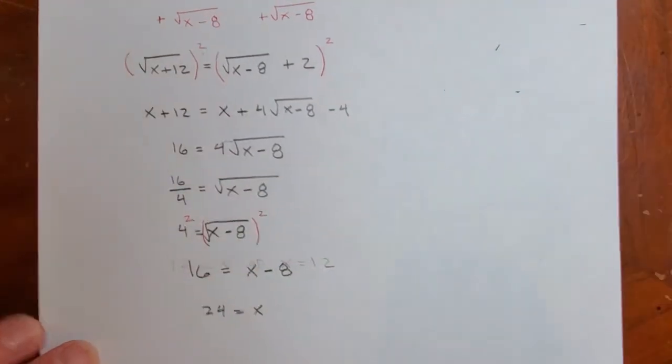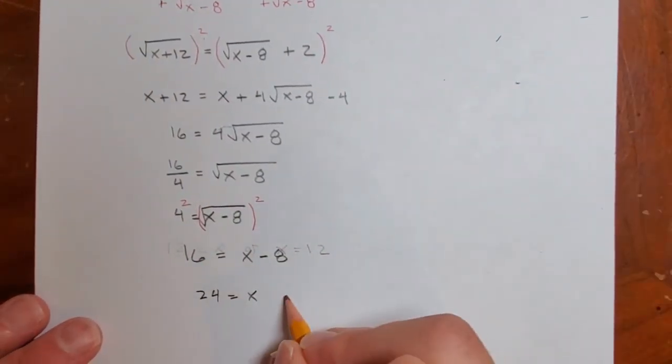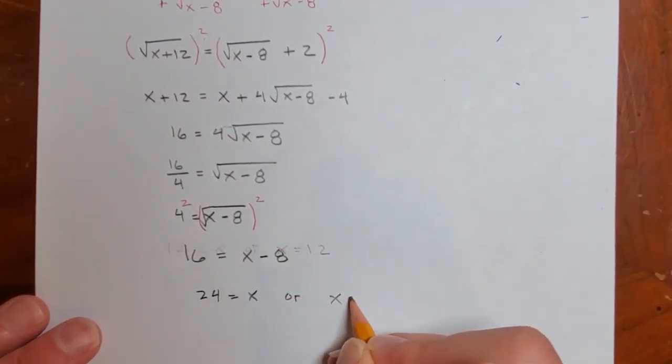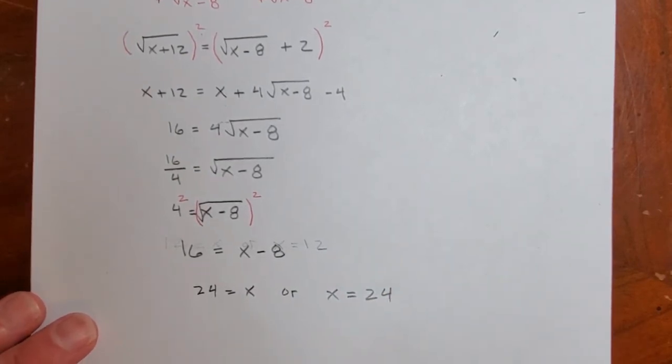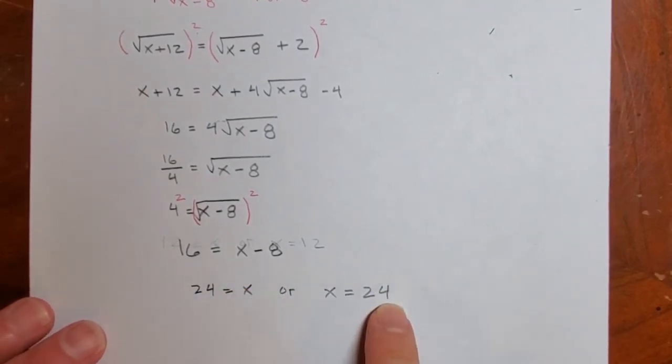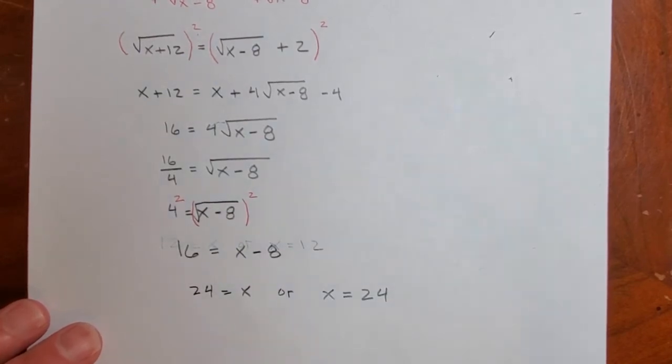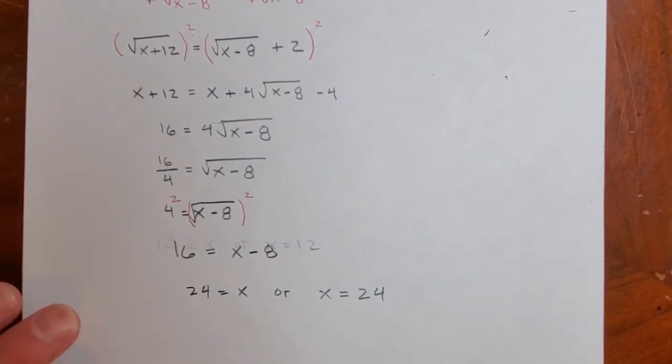So I could say x is equal to 24, or if you would prefer, reading it this way, 24 is equal to x, or x is equal to 24. Same thing. 24 looks to be our answer, okay?